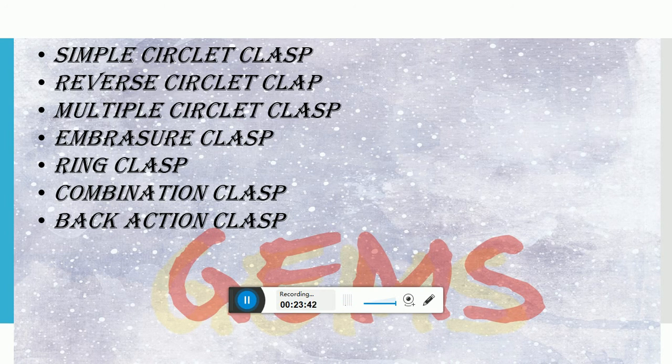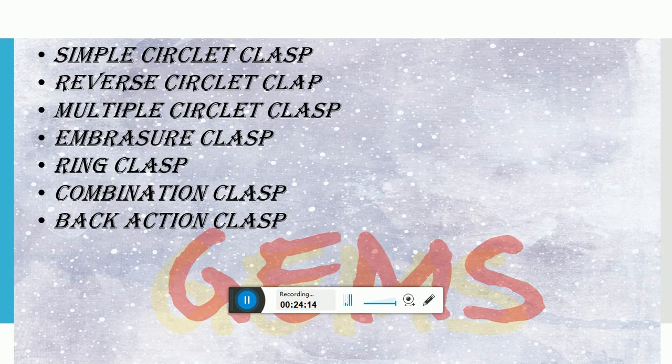And next very important point is embrasure clasp exhibit high percentage of fracture due to inadequate tooth preparation in the contact area. Which clasp exhibit high percentage of fracture? Embrasure clasp. Which clasp can you use when the patient has a periodontally compromised abutment? Then you can use multiple circlet clasp.